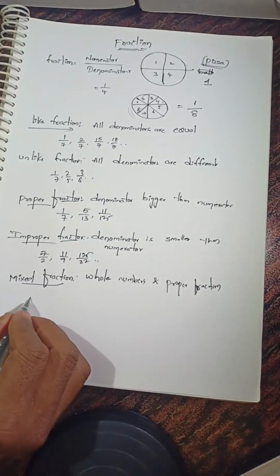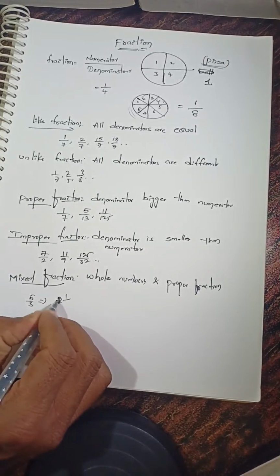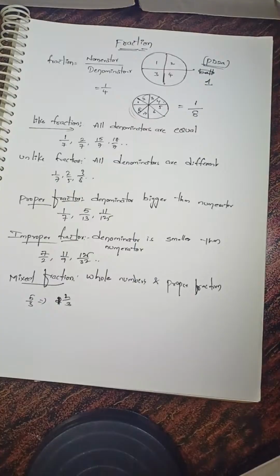For example, if I am writing 5 by 3, how are we writing it? 1 and 2 by 3. That is called a mixed fraction. So that is about the mixed fraction.